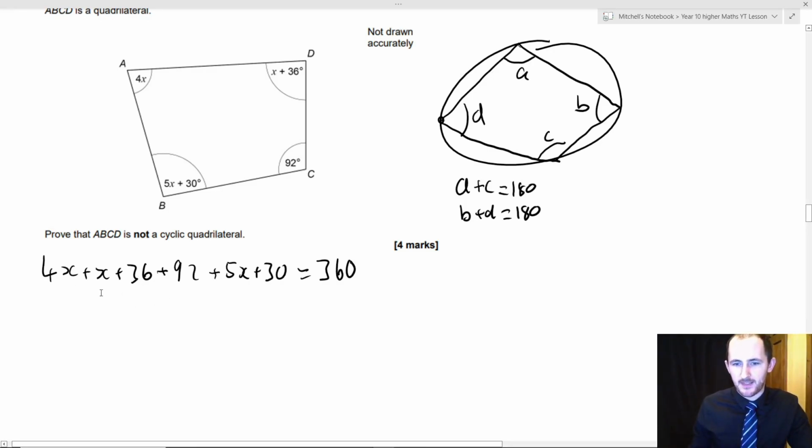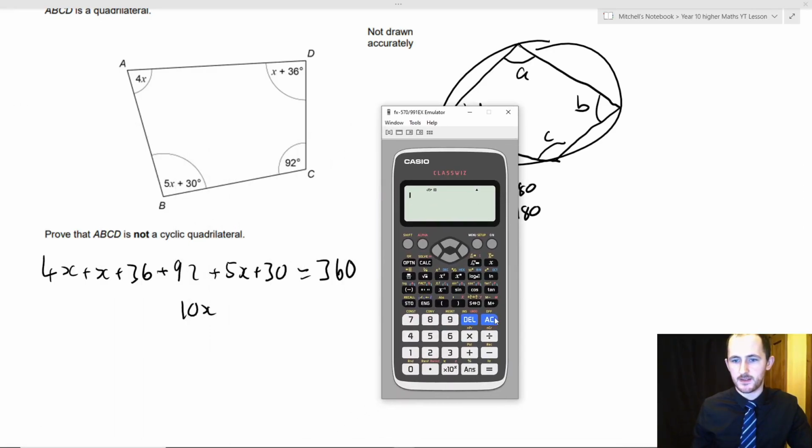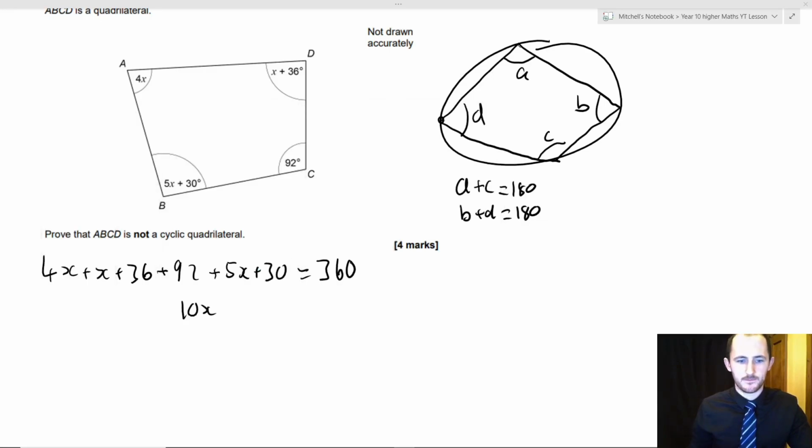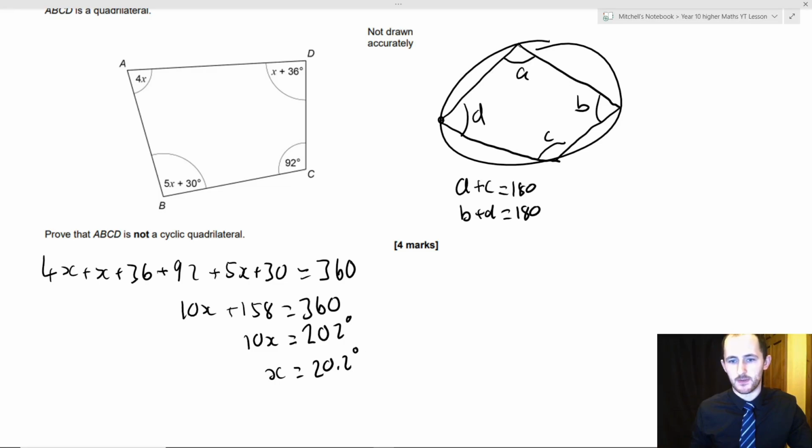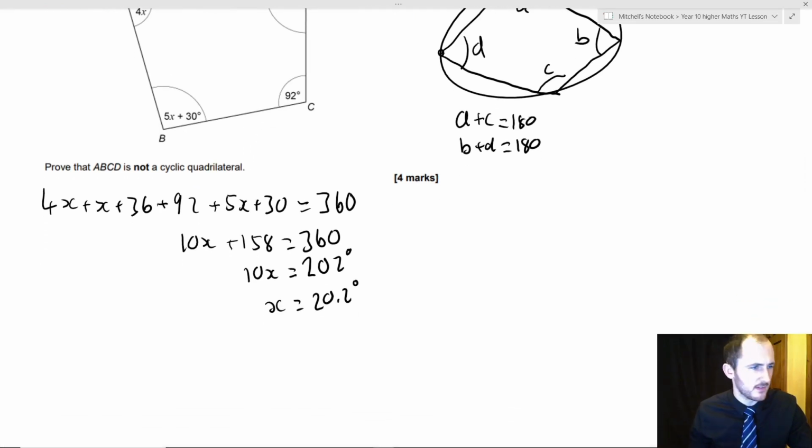So now we collect the like terms. 4x plus x is 5x, and 5x plus 5x gives me 10x. Let's be nice and lazy and use a calculator, because it's not a non-calculator paper. 36 plus 92 plus 30 is 158. Subtract 158 from both sides, and that would give me 202 degrees. So then x is equal to 20.2 degrees. Let's just double check to make sure I've done everything right.